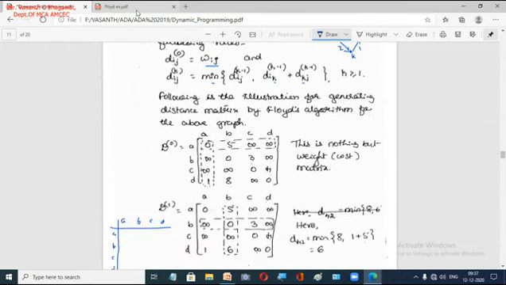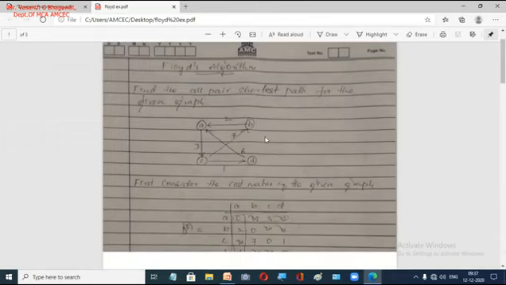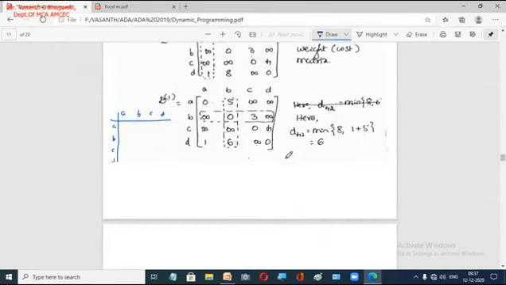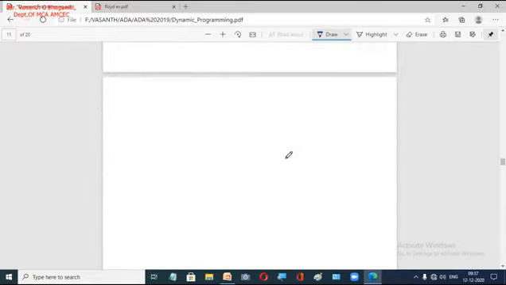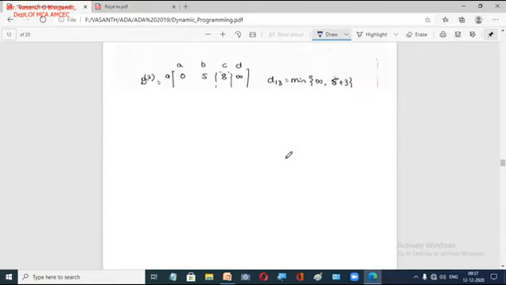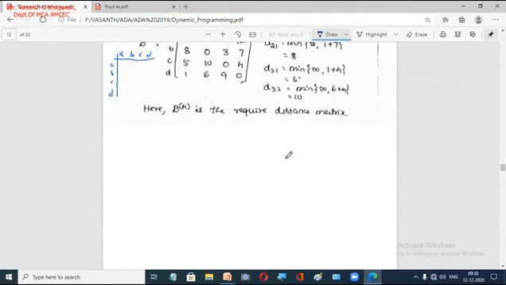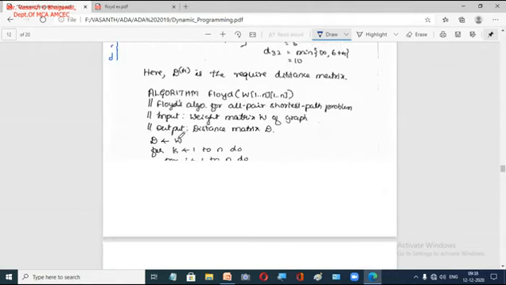Now let us try to solve an example so that things will be more clear. What is our problem? Find the all pair shortest path. Before going to the example, let us look into the algorithm first. We have used two important formulas, and the same formulas we are going to write.